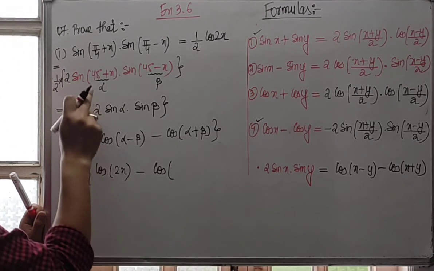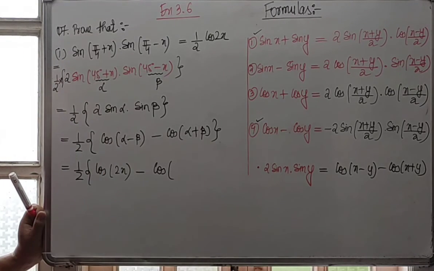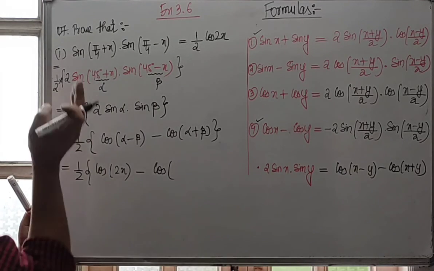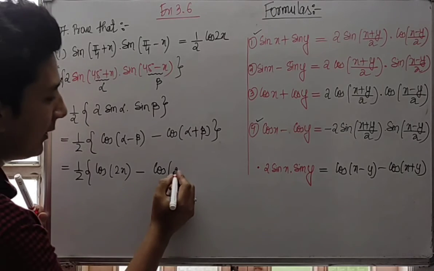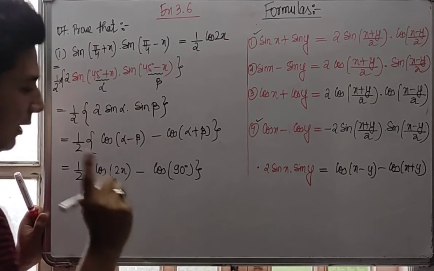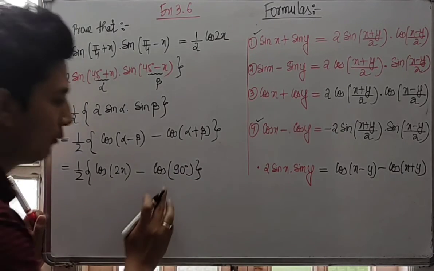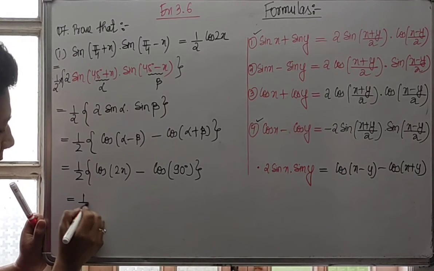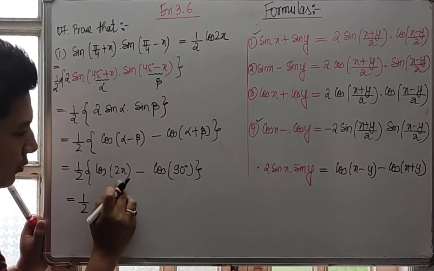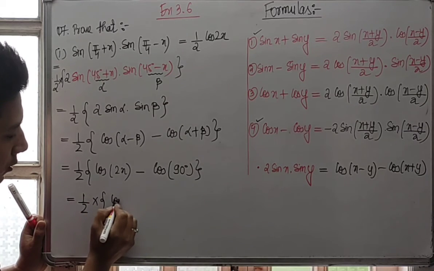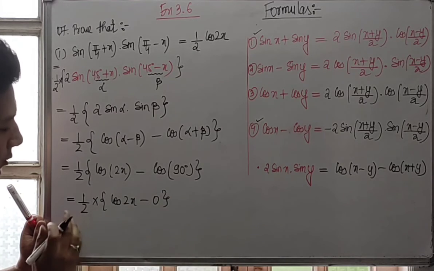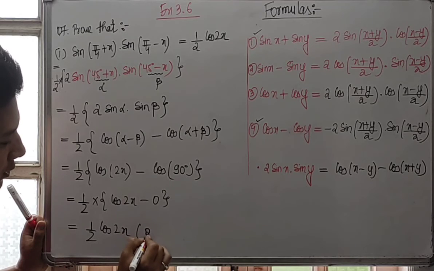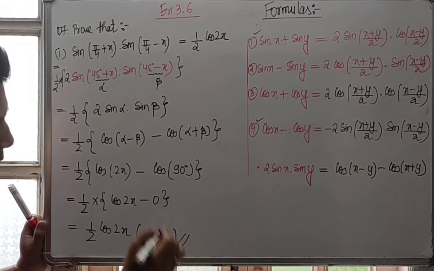What is my alpha? Alpha is this. What is my beta? Beta is this. So therefore if we add this, 45 plus 45 will be 90. x minus x cancel out, so you'll be getting cos 90. I hope you're clear with this again. What is cos 90? Cos 90 degree, is it 0? Yes, it is 0. So hence I'll be getting half cos 2x minus 0. So therefore, all in all, you will be getting half cos 2x, which is your right hand side. I hope you're clear with this.